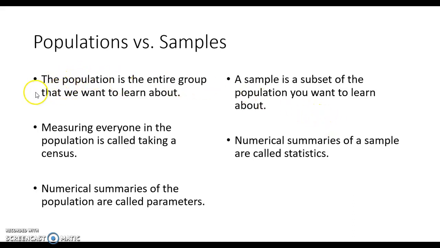So a population is when we're talking about the entire group that we want to learn about. So the population could be all Kettle Moraine High School students, or it could be all people in the state of Wisconsin. Okay? All people living in the US. Okay, so our population could take different sizes depending on what we're interested in.